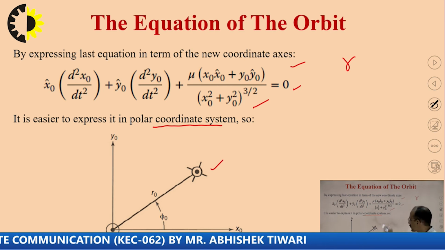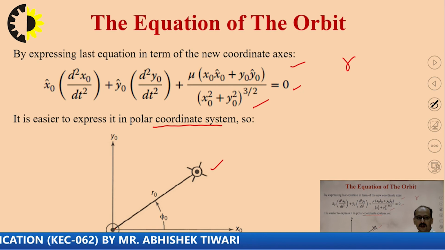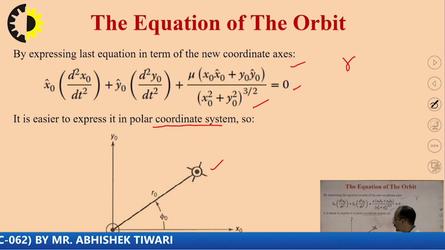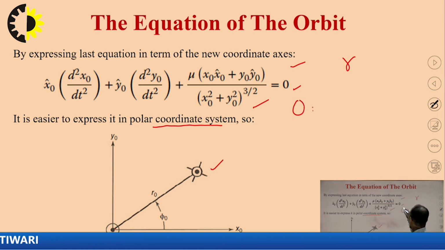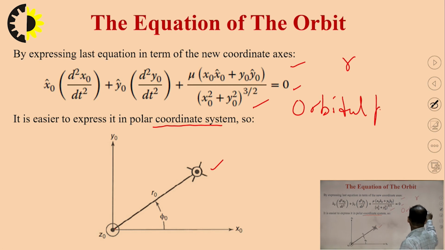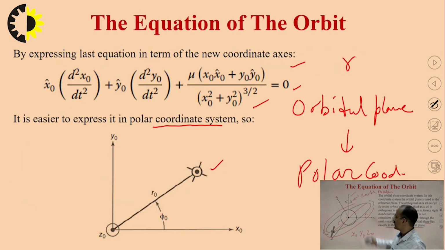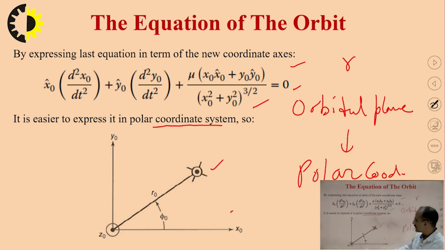This is the location of the satellite, this is the earth, and this is the orbital plane, where you are using the orbital plane coordinate system. You are going to convert the orbital plane equation into the polar coordinate system, meaning this one is converted into this one. This is the direction of rotation of the satellite in the orbital plane. Z naught is the direction perpendicular to x naught and y naught. Similarly, you have the distance r naught and the angle between them, phi naught.